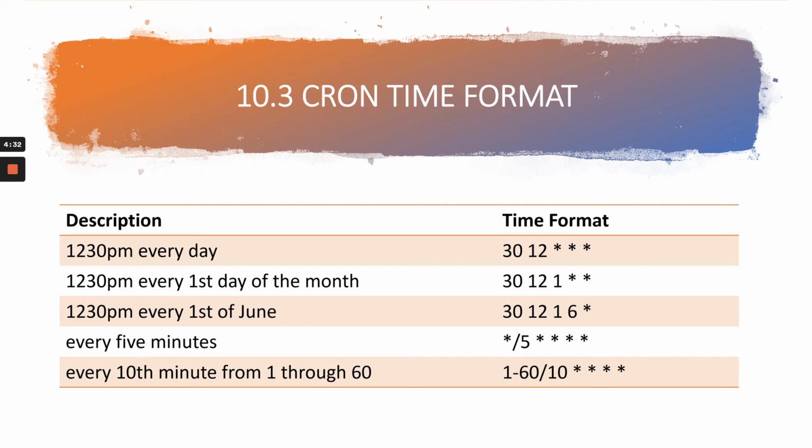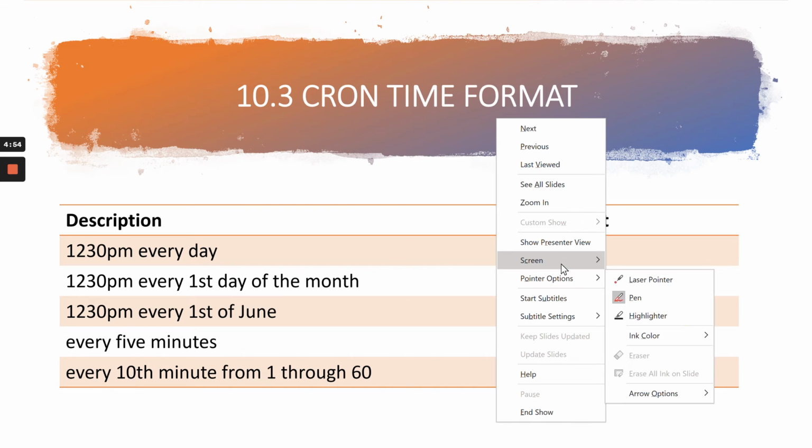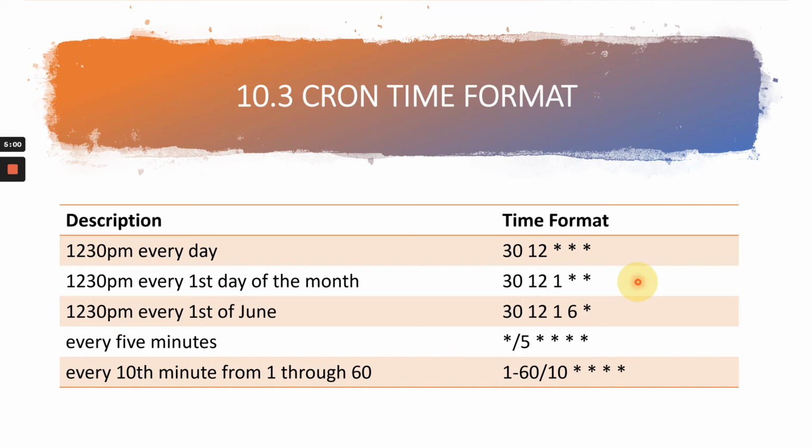Alright, now let us look at an example of time setting. On the right column, we have the time format, and on the left column, we have the description of the time format. If you look into the description here, it says 12:30 p.m. every day. Now I would like to bring your attention to the keywords every day here.